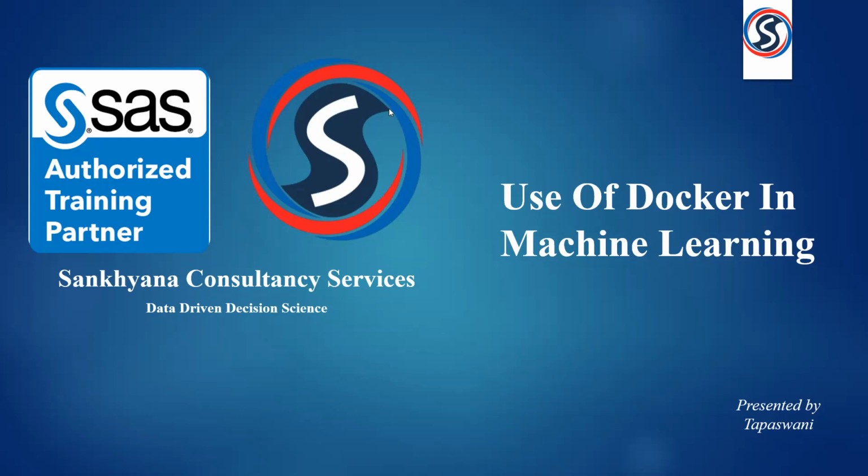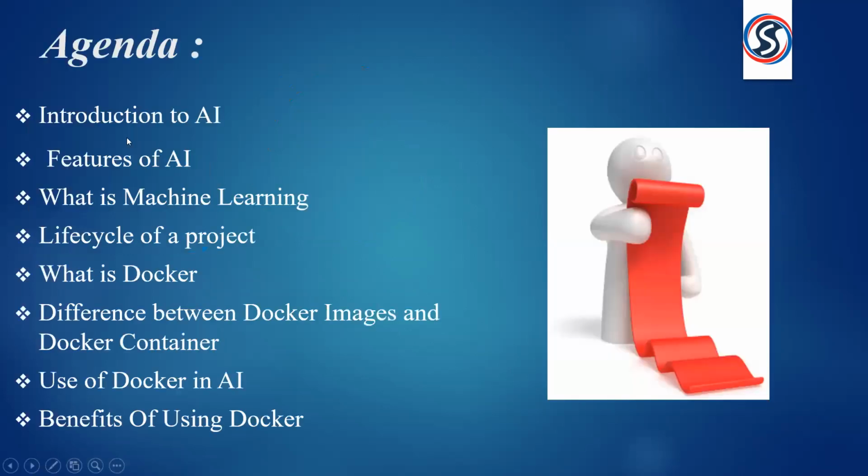Now, coming to the agenda. This many things we finished yesterday: the introduction to AI, then features, then what is machine learning, the life cycle of a project. After this, today we are going to discuss what is Docker, what is the difference between Docker images and Docker containers, then the use of Docker in AI, then the benefits of using Docker. So let's get started with today's topic.